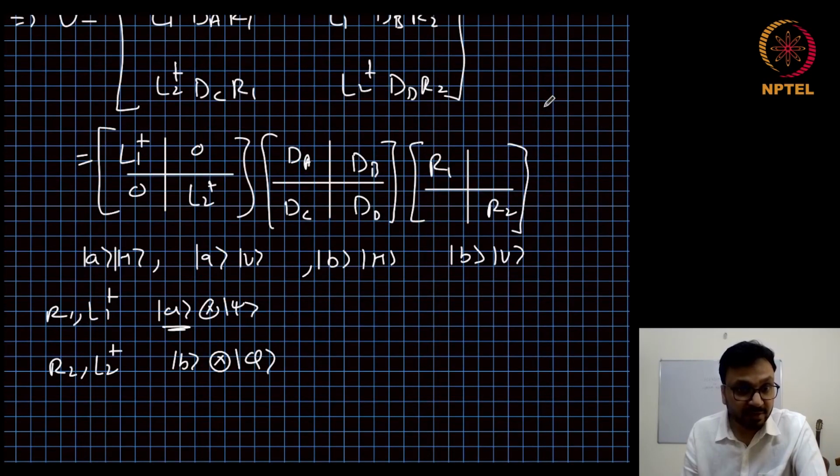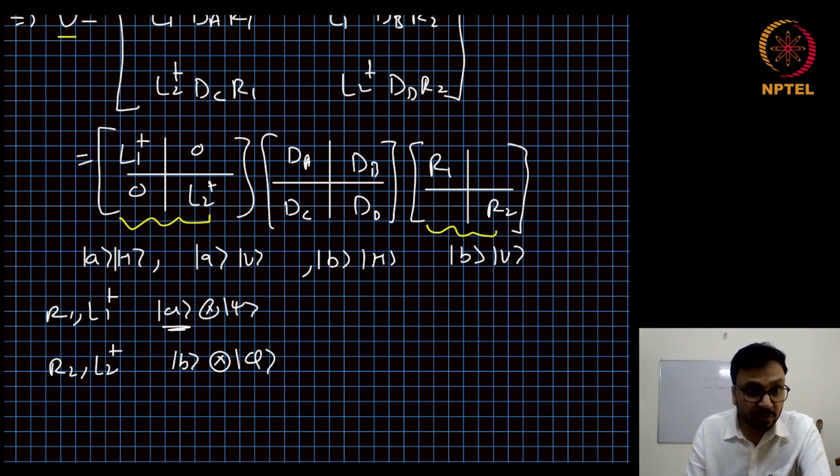And this is a unitary. L1 and L2 were unitary, R1 and R2 were unitary, so the total matrix is also unitary. This one and this one are also unitary. And U is unitary, so this must be unitary in the middle.